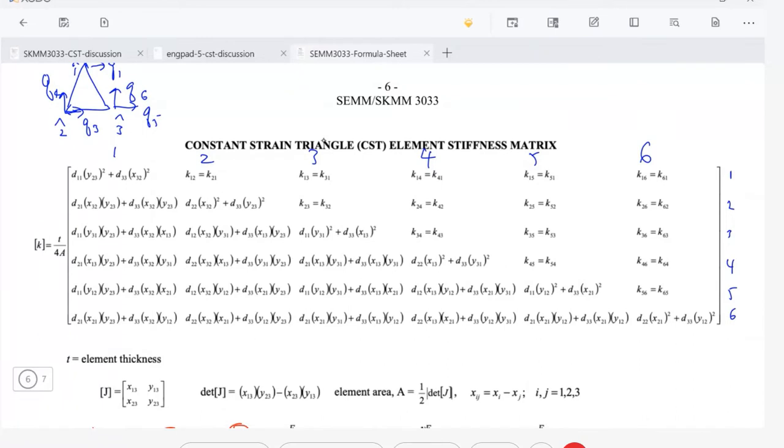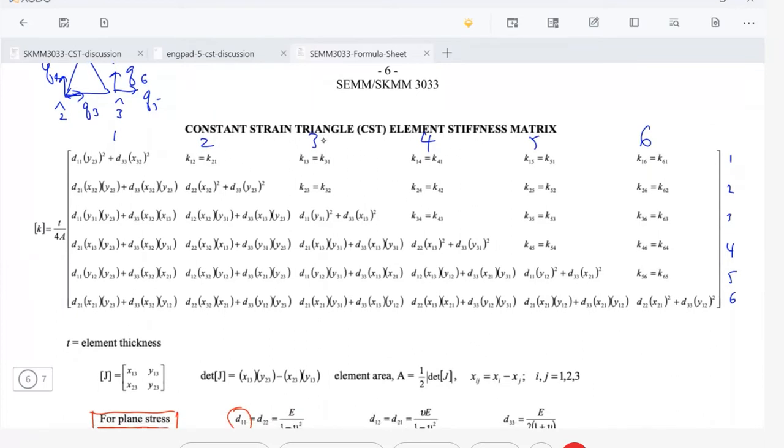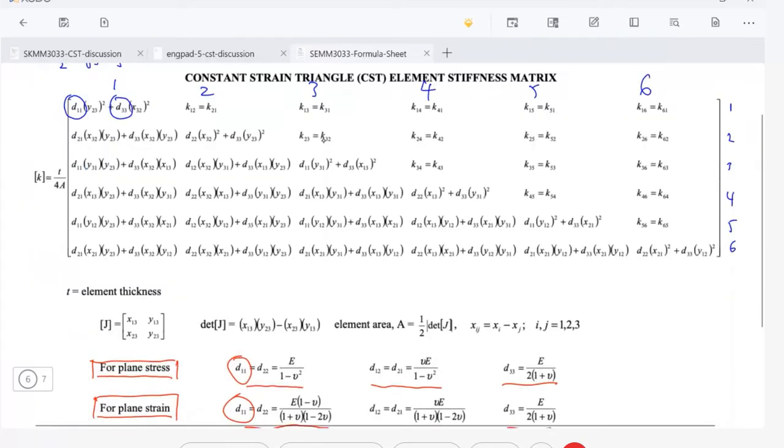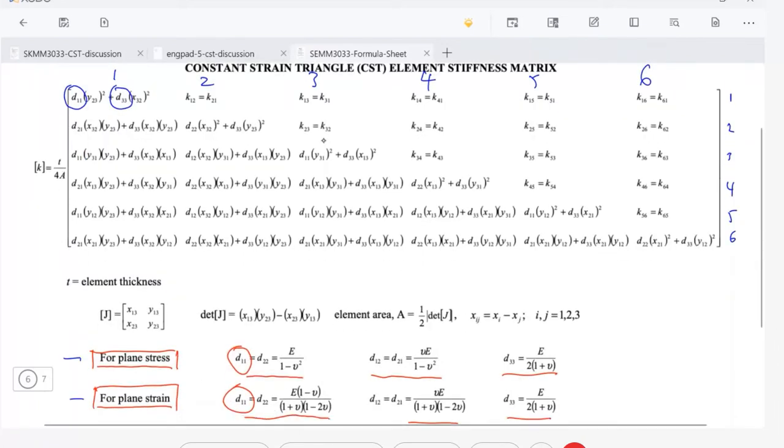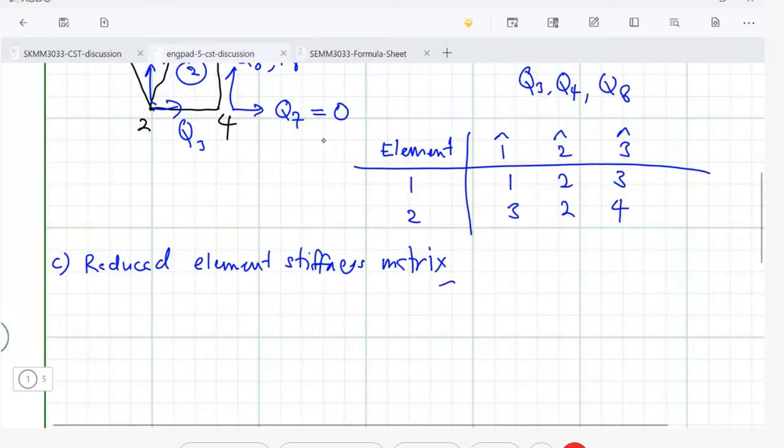Before we can use this formula sheet, you note that we need to have D11, D33, and so on. So D depends on what kind of problem you are dealing with. Are you dealing with plane stress or plane strain? In my case, I say this is a plane stress problem, so I can calculate my D11, which is equal to D22, and so on. So let's calculate that one.